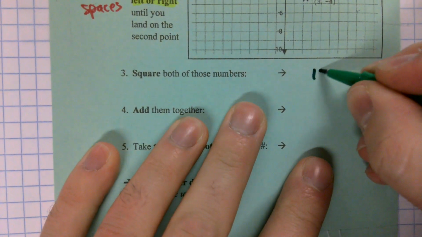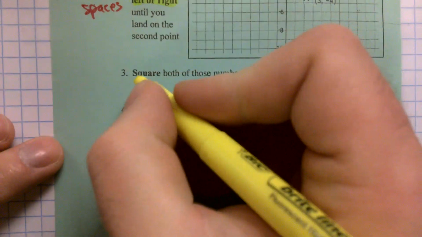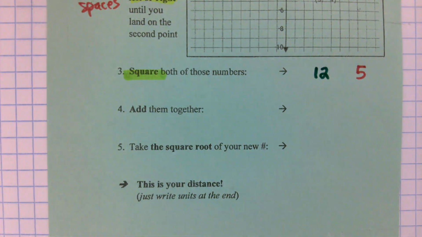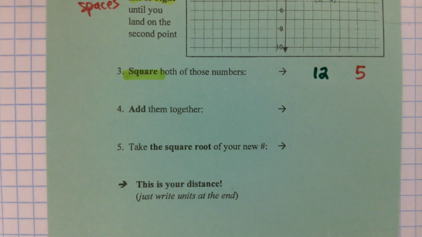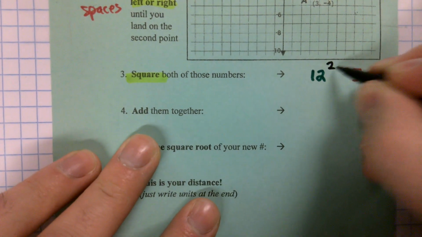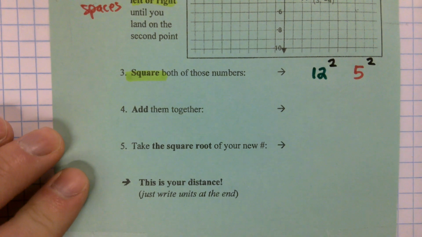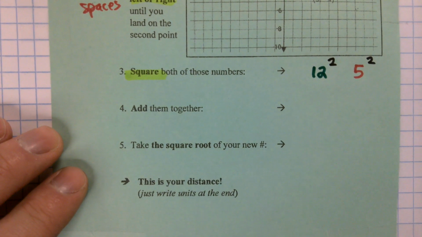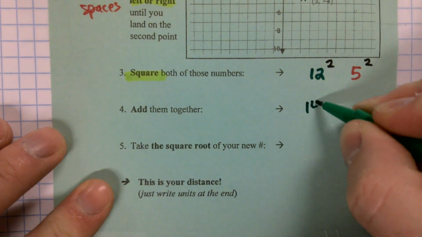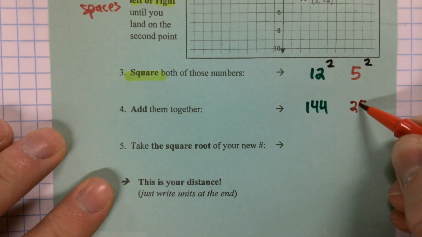We're going to take our numbers, 12 and 5, and we're going to first square them. We're going to square them, not take the square root of them. We're going to square them. 12 squared and 5 squared. What would 12 squared give me? 144. What would 5 squared give me? 25.